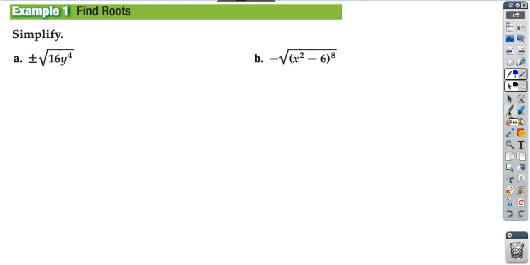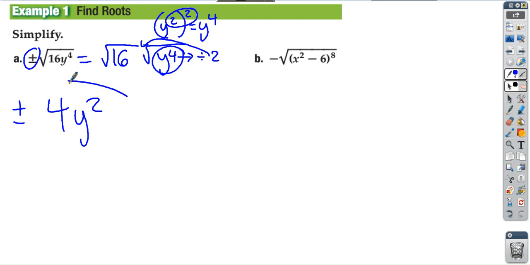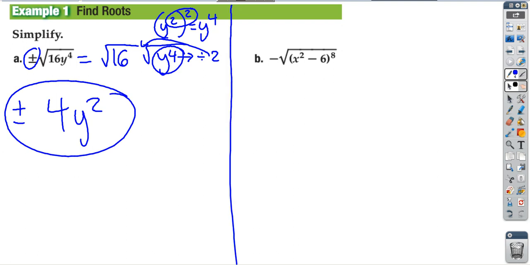Alright, so let's simplify this. Both of these involve taking square roots. This one, we want both of them. So what we would do here is really just take the square root of both of these. The square root of 16 would be 4, and the square root of y to the 4th, basically you have to ask yourself, what did I square to get y to the 4th? And the answer would be y to the 2nd power, because we're supposed to multiply those together. Okay, so you're not taking the square root of 4. When you're taking the square root, you're basically dividing this exponent by this number, which means dividing it by 2. So the final answer there would be 4y squared, plus or minus 4y squared.